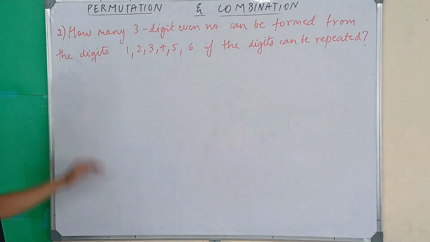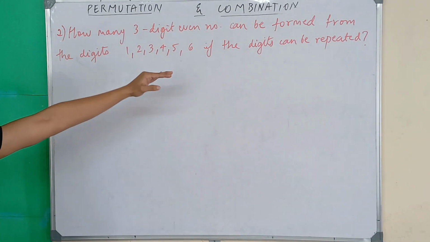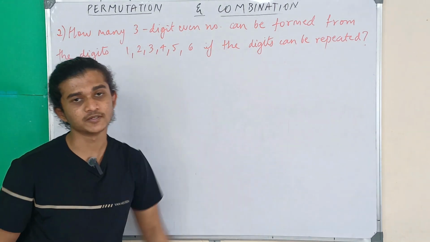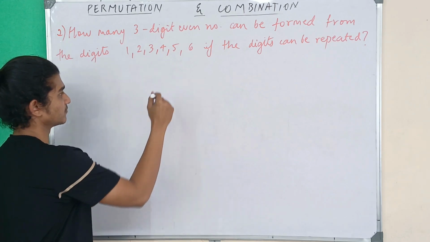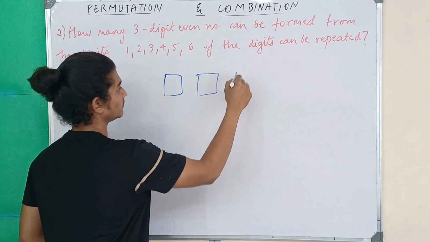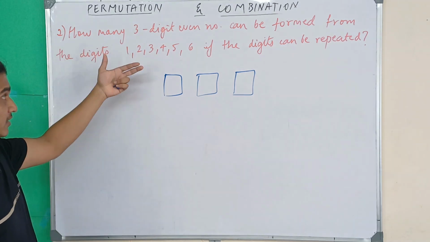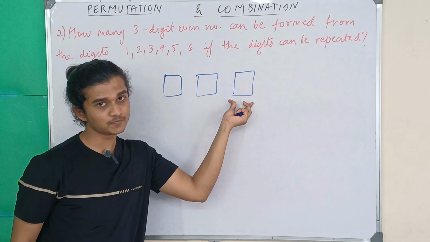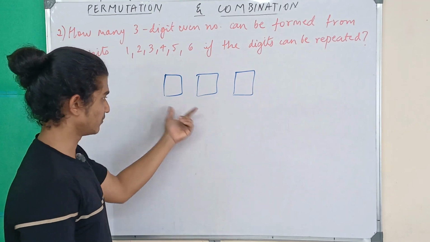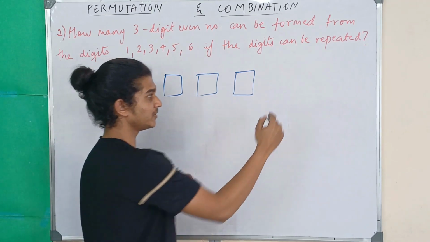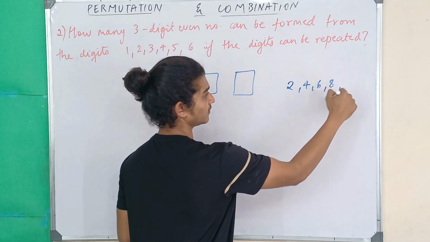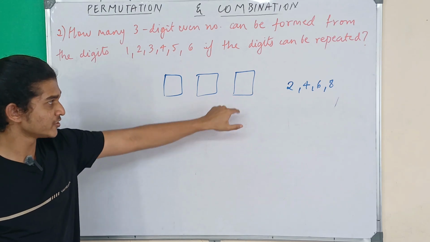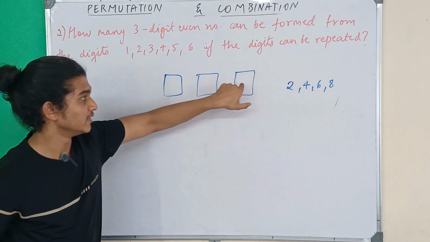Okay, so the next one is, how many 3-digit even numbers can be formed from the digits 1, 2, 3, 4, 5, 6 if the digits can be repeated? So how many digit number are you finding? 3 digits. So 1, 2, 3 digits. And they're saying the number should be even, which means the ending number should be an even number. That's how even numbers are formed. If any even number is there, it is going to end with either 2, 4, 6, 8. These are the digits in which the number is going to end. So we need to make sure that we put only those kinds of numbers in this last box.